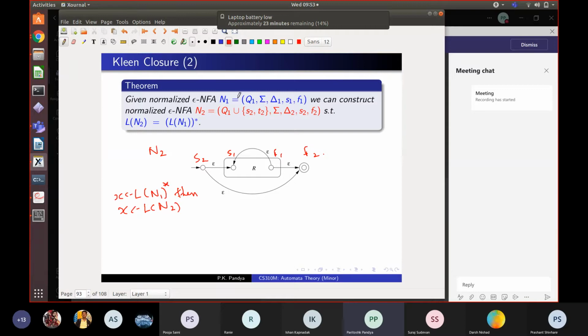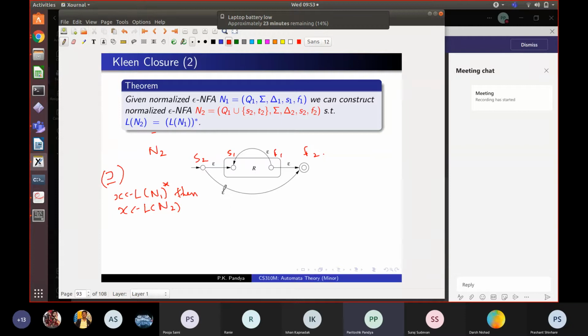N2 is some automaton we have constructed. The language of N1 is already given to us and its Kleene closure is defined by the closure operation. We have to show that everything which is in the Kleene closure is accepted by N2. This is one way. So it will prove that the language of N2 is a superset of the Kleene closure of the language of N1. That is what this will prove. So first we will prove this, and then we will prove the other subset. Okay, so we are proving in this direction.